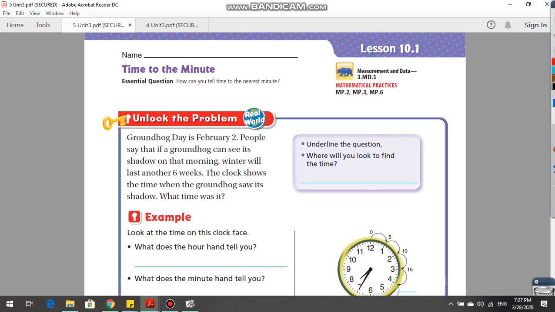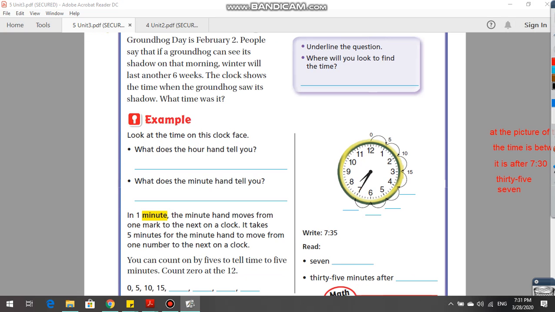Today's lesson is Time to the Minute, lesson number 10.1, page 407. Groundhog Day is February 2. People say that if a groundhog can see its shadow on that morning, winter will last another 6 weeks. The clock showed the time when the groundhog saw its shadow. What time was it? Okay, guys.